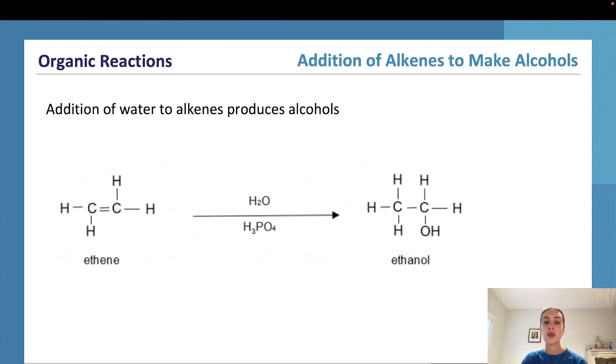So whether the hydrogen would be bonding to which particular carbon and which one the hydroxyl group would be bonding to. And so what we've done in this particular reaction is, like the halogenation ones, we've broken this double bond, and then we've formed a single bond here, and then added the hydrogen and the oxygen and the hydrogen from the water in order to make this ethanol molecule.